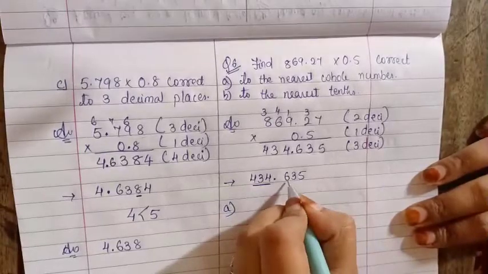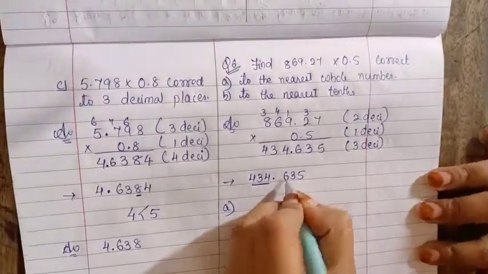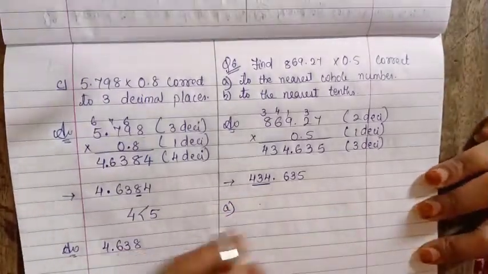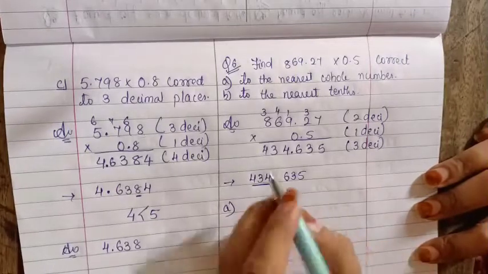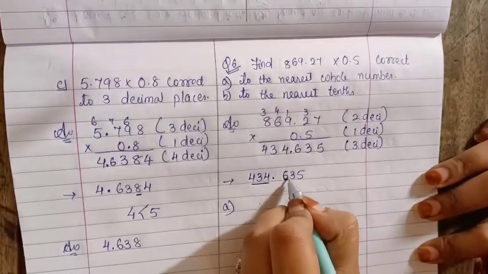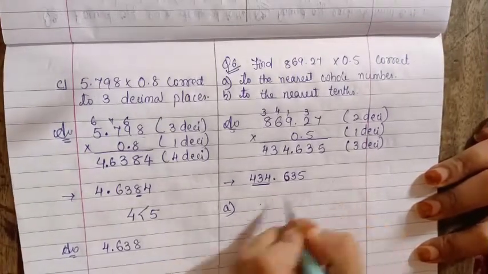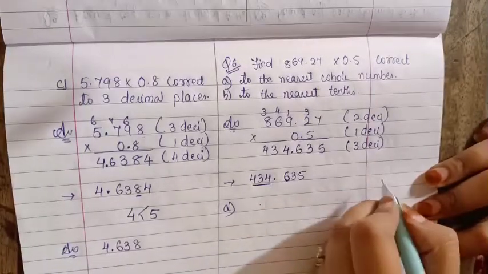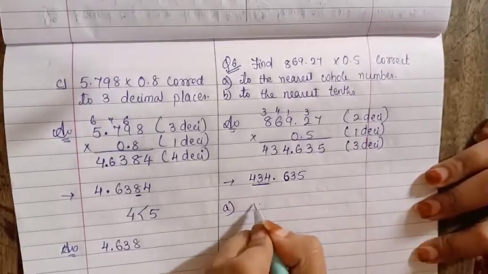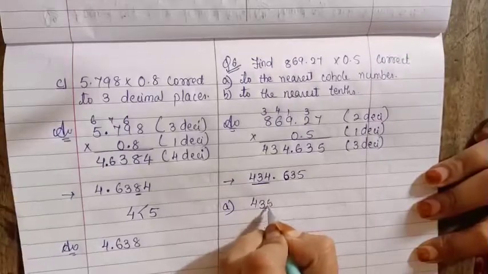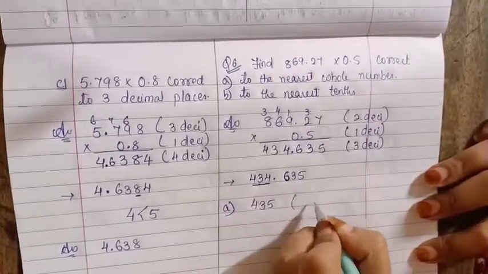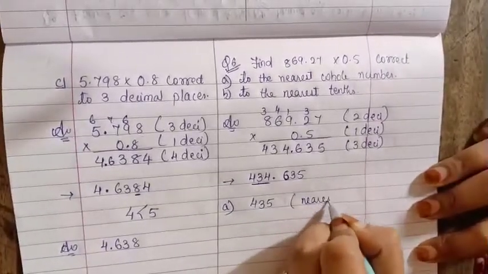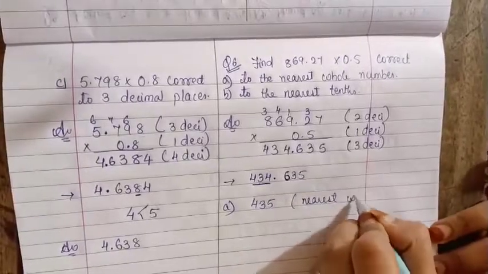Now we will look at this and decide whether we will write the next number or the same number. Now here 6 is there. So 6 is greater than 5. That is why this will change into the next number, 435. We have done it to the nearest whole number.